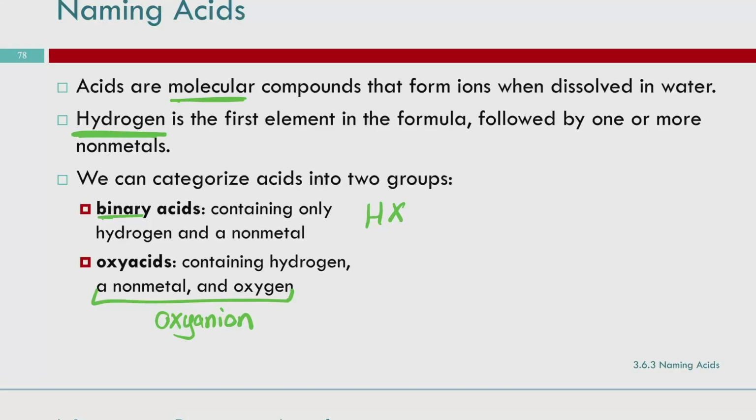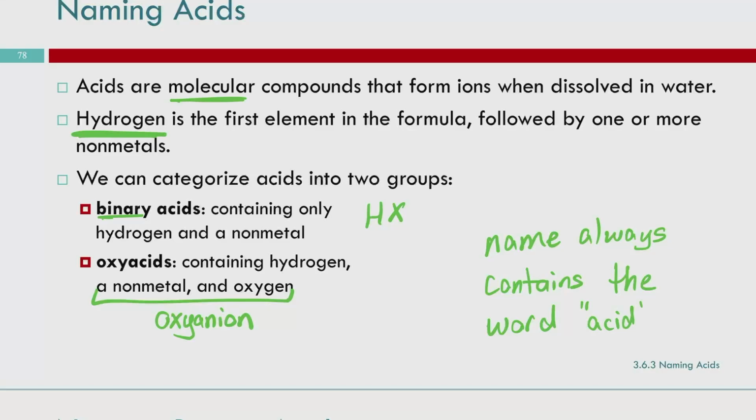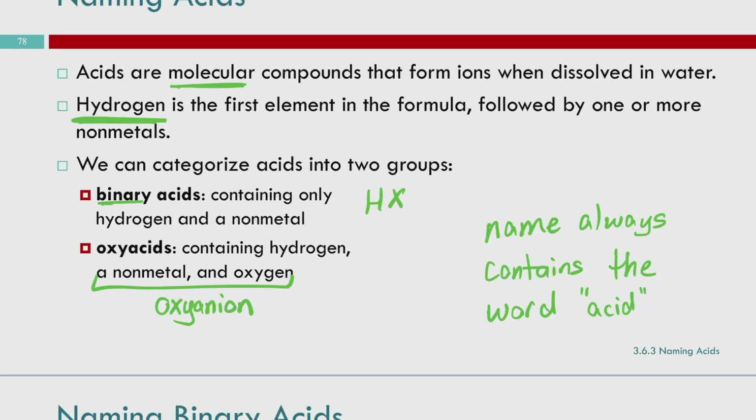Now, if we're starting from a name and going to a formula, there's a dead giveaway in the name. The name always contains the word... any guesses? All of you 100% of the time would be able to recognize that it's an acid based on the name because it contains the word acid. Dead giveaway. Couldn't be any easier. So if we're starting from the name, going to the formula, acid in the name lets you know that it's an acid. So that's kind of cool.